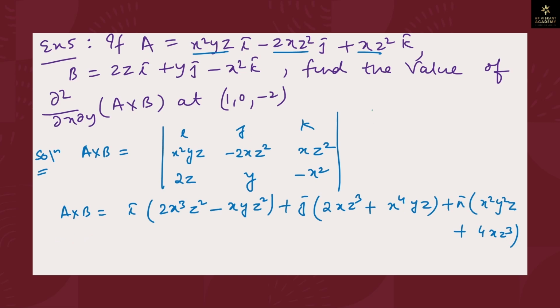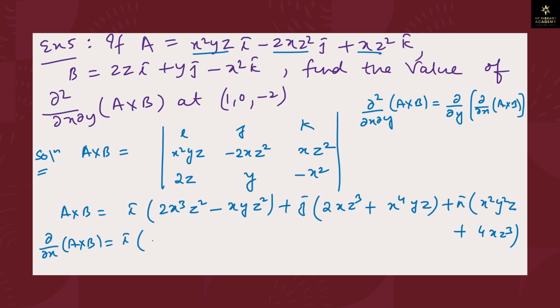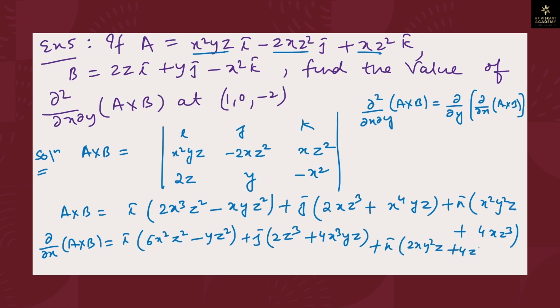So let us find, so we have the value of del 2 upon del x del y of a cross b is equal to del upon del y of del upon del x of a cross b. Okay, so let us differentiate with respect to x. So del upon del x of a cross b is equal to i cap, this is 6x square z square minus yz square, plus j cap 2z cube plus 4x cube yz, plus k cap, this is 2xy square z plus 4z cube.